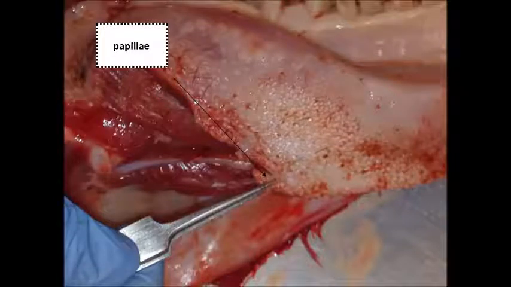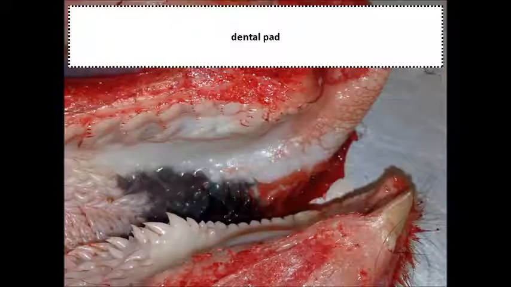We're now moving on to the digestive system of the calf. The papillae are structures on the tongue that give the tongue its rough surface and contain taste buds. The dental pad is at the rostral part of the mouth. Cattle use it to graze because they lack upper incisors.